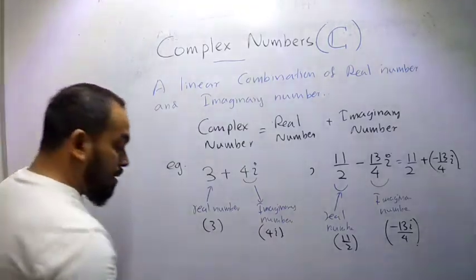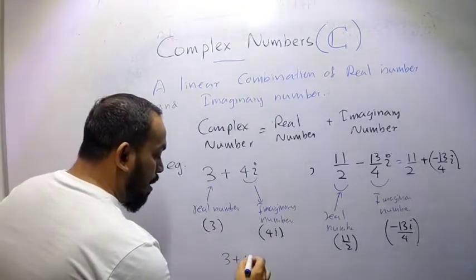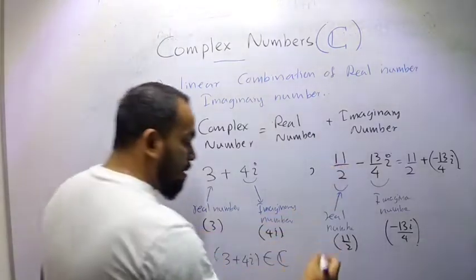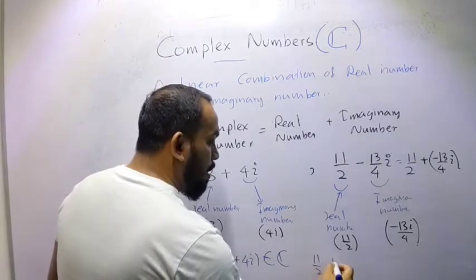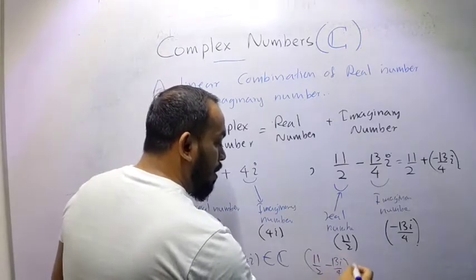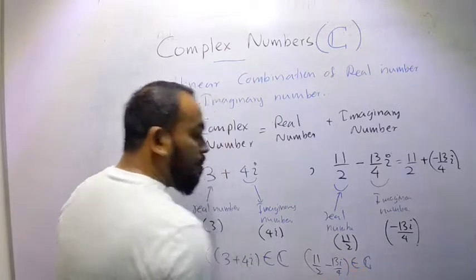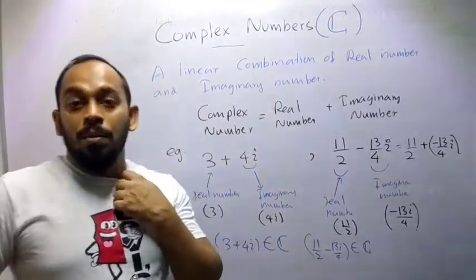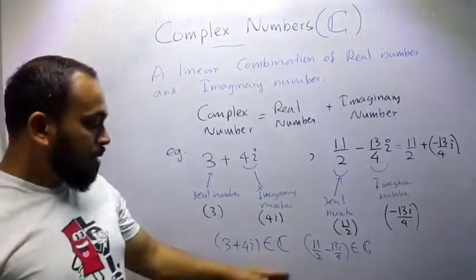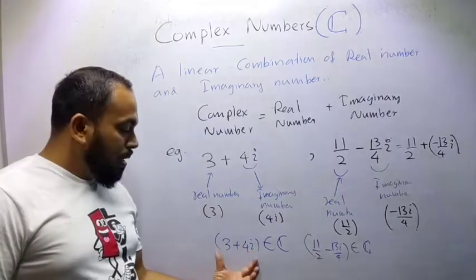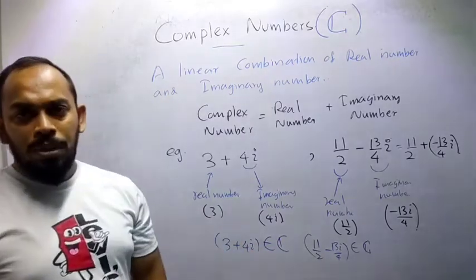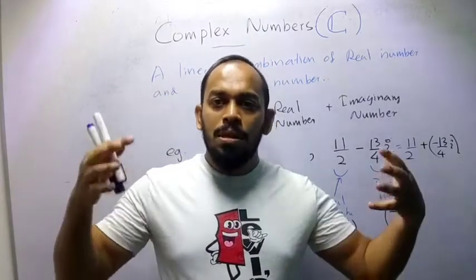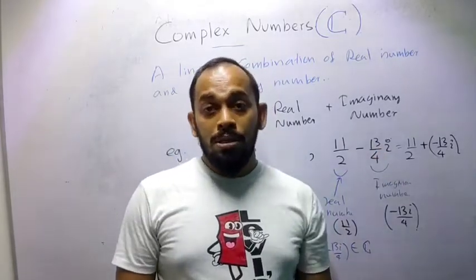So we can say that 3 plus 4i is an element of complex numbers, or this 11 by 2 minus 13i by 4 is an element of complex numbers, right? So you saw how you write real numbers as an element of the real set. The same thing can be used, set notation. Here this is an element of the complex numbers. So complex numbers encompass all real numbers and imaginary numbers, and also combinations of both of them.